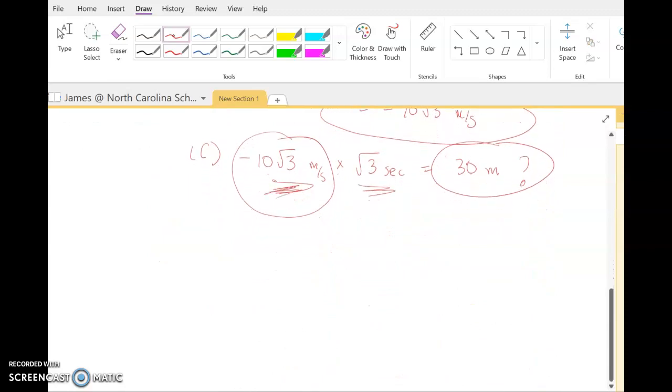Its average speed is only half that much. So v average is actually 0, the initial, plus minus 10 meters per second, divided by 2. That would be the average. So the average speed is really minus 5 root 3 meters per second during that time, although they didn't ask us for that in the problem. Okay, so that's that.